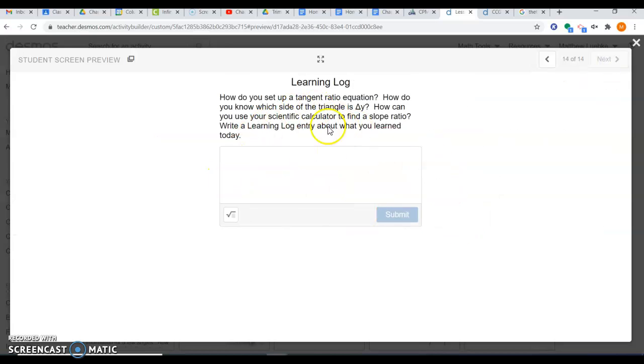And then we have our learning log just asking us a couple of questions. Make sure we know that you can answer the question about how you can find the slope ratio using a calculator, how do we set up a tangent ratio equation, and so on and so forth.